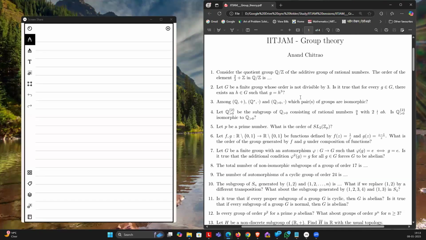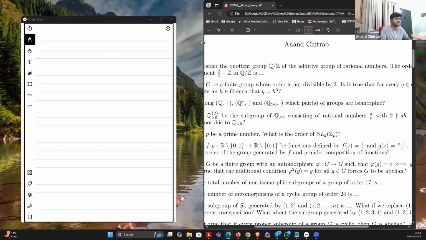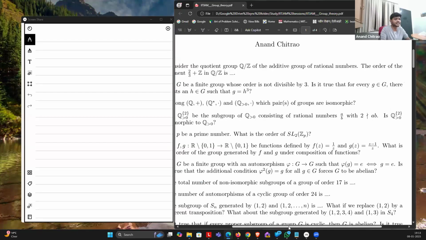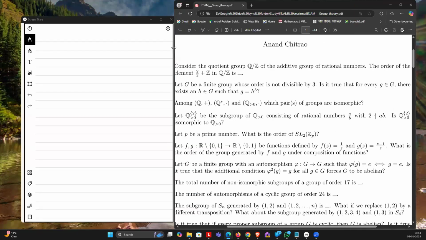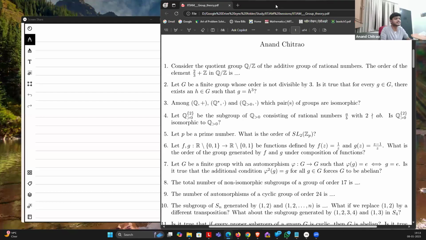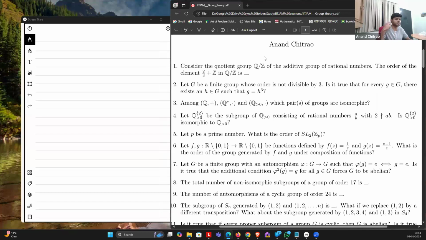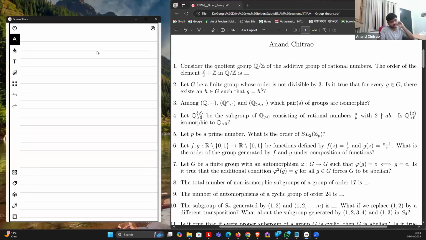Number of elements in a group. Yeah, but what is the order of an element? Its power where it becomes 0. Yes. So the number of times you have to do the group operation on the element with itself to bring it to identity. So if you add this element thrice, you get 2 plus Z, which is Z, which is the 0 in Q mod Z. So the answer to question 1 is 3.